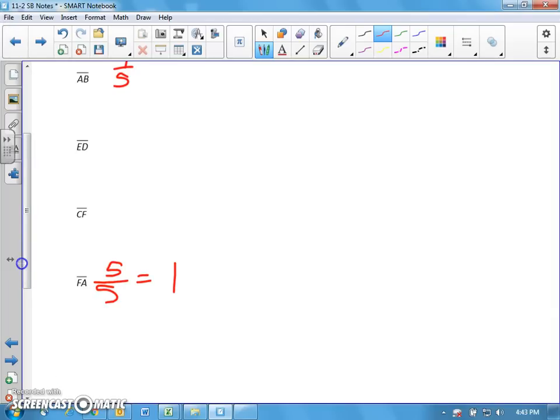Go ahead and calculate ED and CF. Your teacher will check this when they check your notes in class. At this point, you should go on and do your Tier 1 and knowledge check.